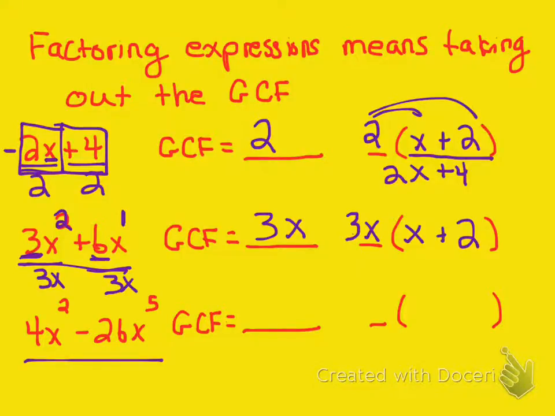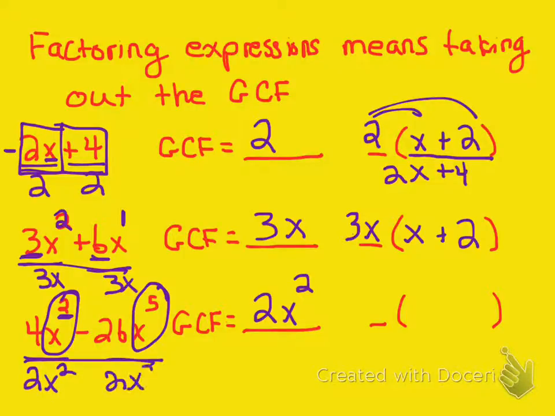And finally, we have 4x squared minus 26x to the 5th. So again, I'm going to look at my numbers, and I'm going to look at my x's, okay? So on this one, the greatest number that I can figure out is 2, okay? I can't factor out a 4 because 26 will not divide perfectly by 4. So I know that I can factor out a 2. And look at my x's. This time this one has an x squared and this one has an x to the 5th. Okay? That means that I can factor out the lowest number of x's that I have. I can factor out an x squared. That means I'm going to be dividing these by 2x squared. Okay? So 2x squared goes on the outside of the parentheses. I'm left with just a 2 on the inside here.